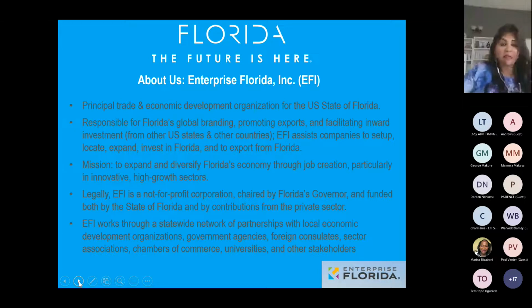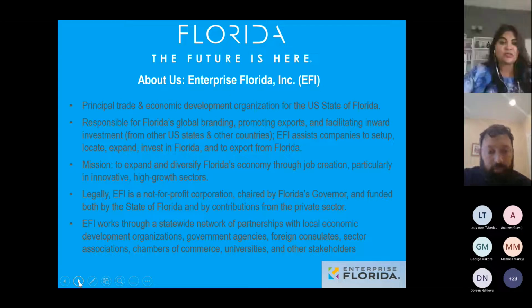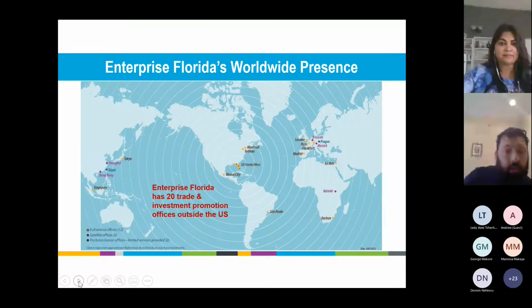EFI is a private-public partnership chaired by Florida's governor, but we work with a statewide network of partners, and these include local economic development organizations, government agencies, foreign consulates, sector associations, chambers of commerce, universities, and other stakeholders. Next slide, please. In addition to its elaborate statewide network, EFI has 6 international trade development offices in Florida. And more than that, EFI is one of the most robust international and investment promotion programs, with a network of 20 offices located in 13 countries. And the markets include North and South America, Africa, Asia, and Europe. Next slide, please.